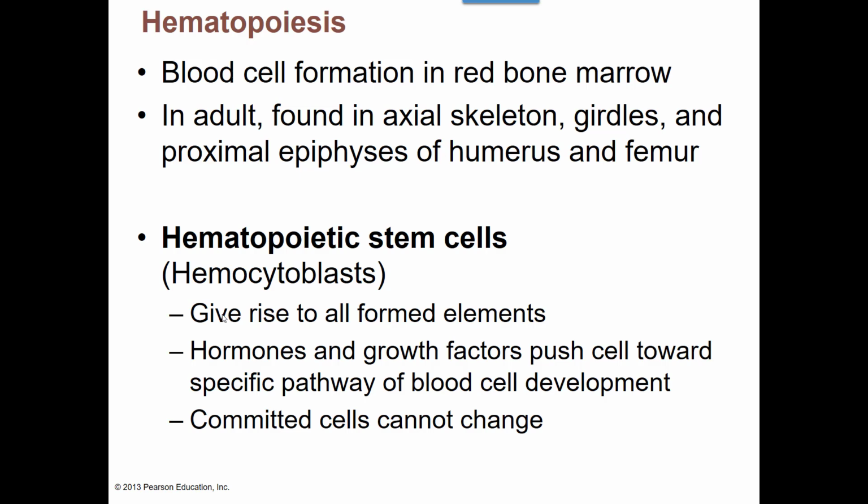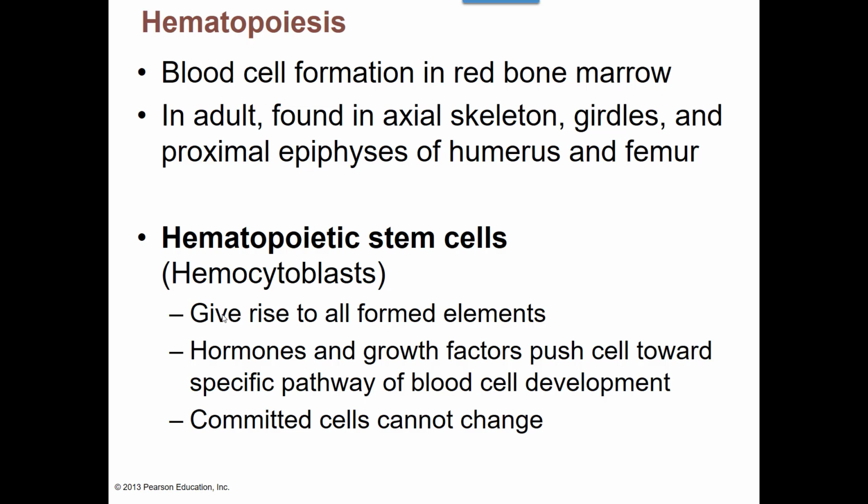Now, the cells that are going to be making our blood cells are called hematopoietic stem cells. Anything heme means blood. Anything with that poietic or poietin means making. So the word means making of blood stem cells. A hemocytoblast: blast means build, cyte means cell, heme means blood, building of blood cells.